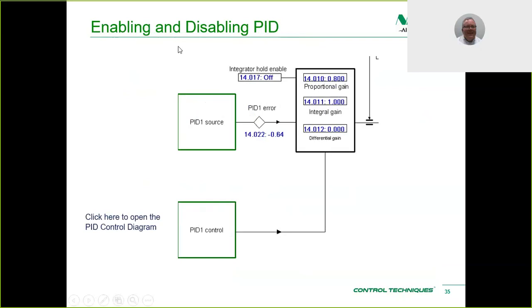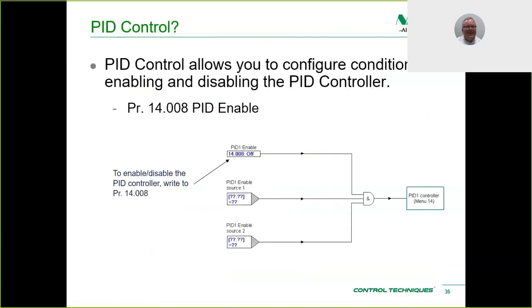Now, once I've got my reference or set point and my feedback set up, the next thing I need to do is enable and disable the PID. I do that by clicking on the green box for PID control that you see right there. PID control allows you to configure conditions for enabling and disabling the controller. The key parameter here is 1408. That's PID enable. So you simply enable that to turn the PID loop on, disable it to turn it off. What are these other two for? Well, as you see, it's an AND gate here, right? So I could set up to three different conditions that would all need to be true in order to enable the PID controller. But for today, I just set it up like this.